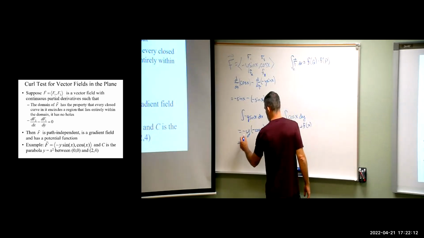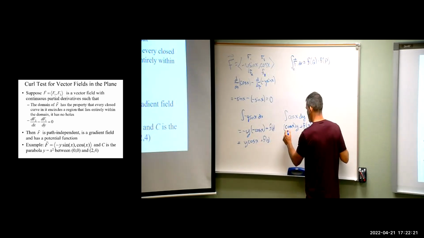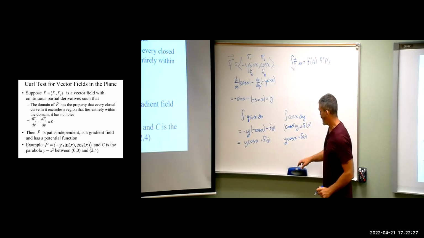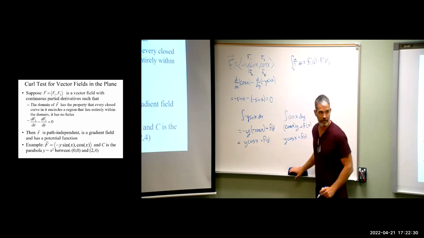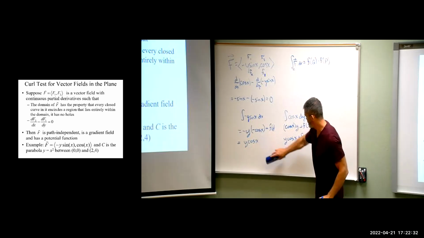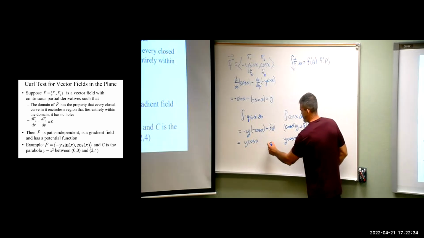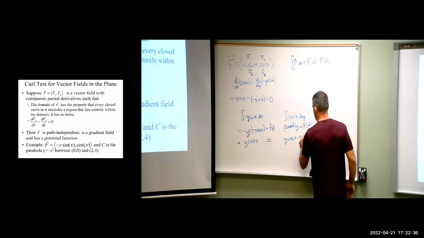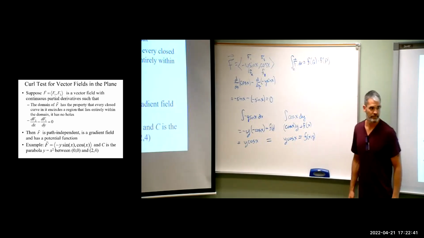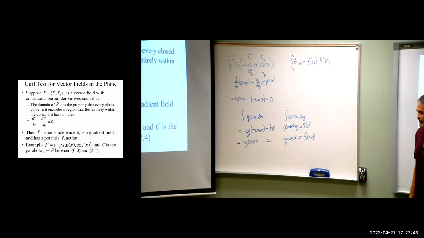So simplifying these, the negative and the negative, we get y cosine x. Again, I'm going to put it here for right now just because I want you to be aware of it. Here, y cosine x plus some piece with respect to x. Well, right there and there, they're already equal, so we actually don't need those. There is our potential function, y cosine of x.